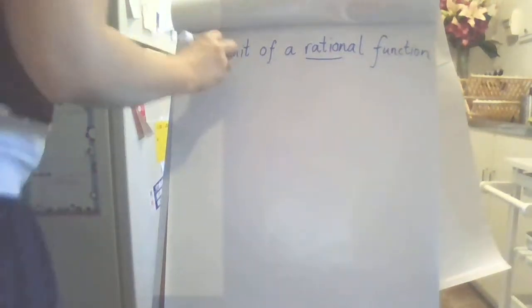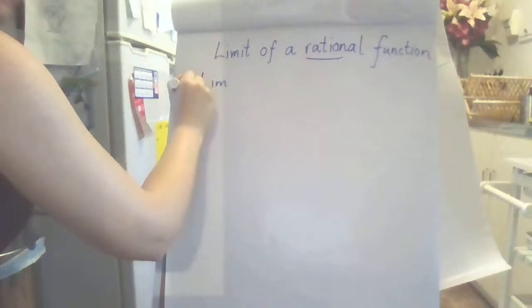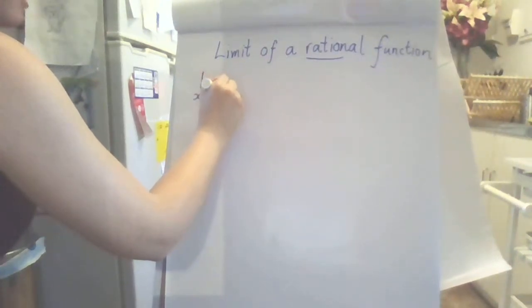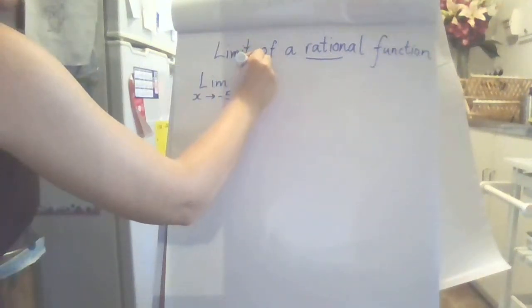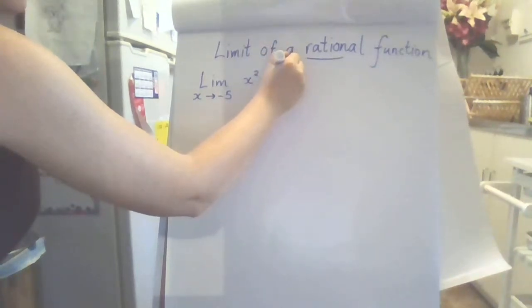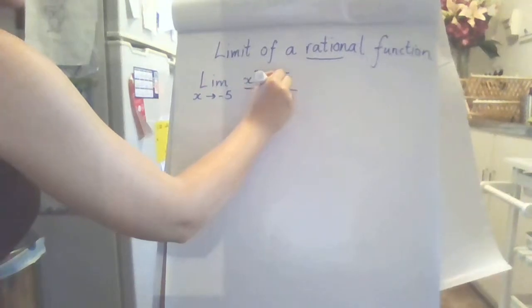Let's work out the limit of x tending towards -5 of x squared take 25 all over x plus 5.